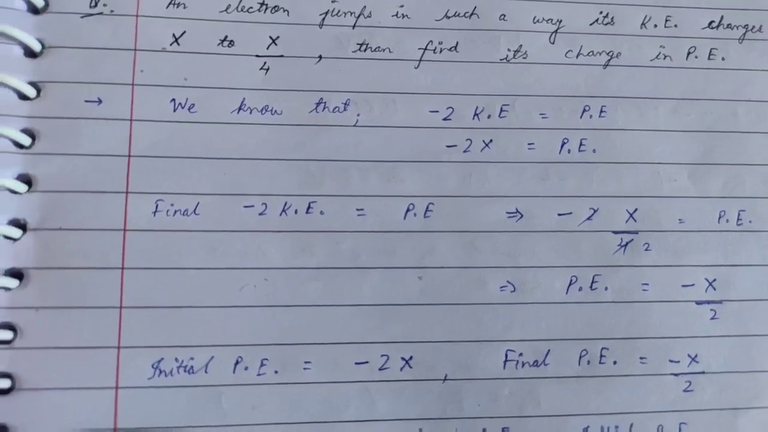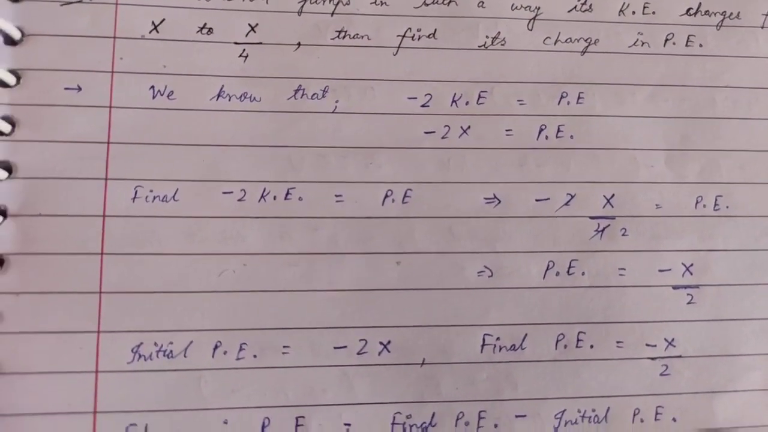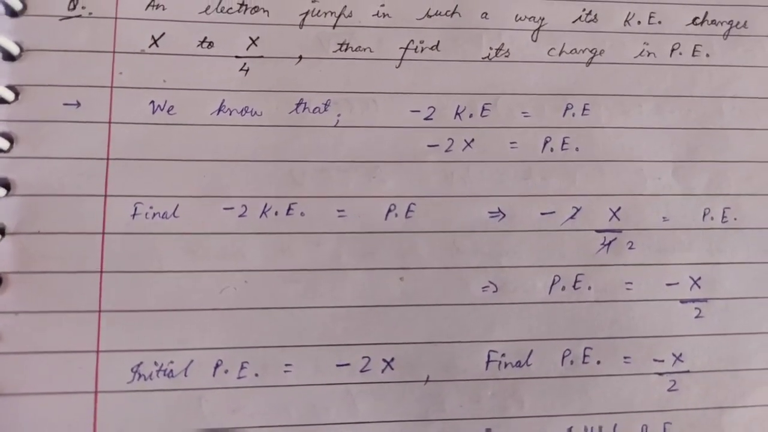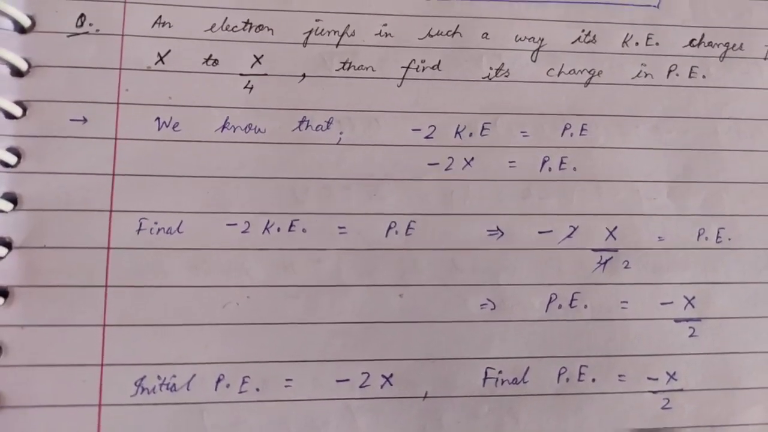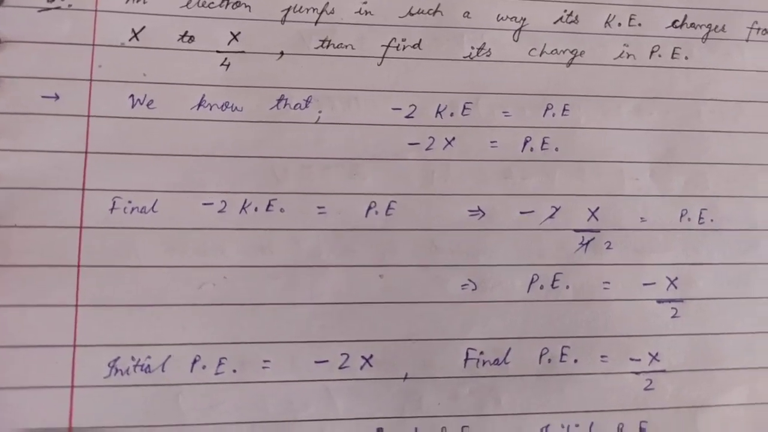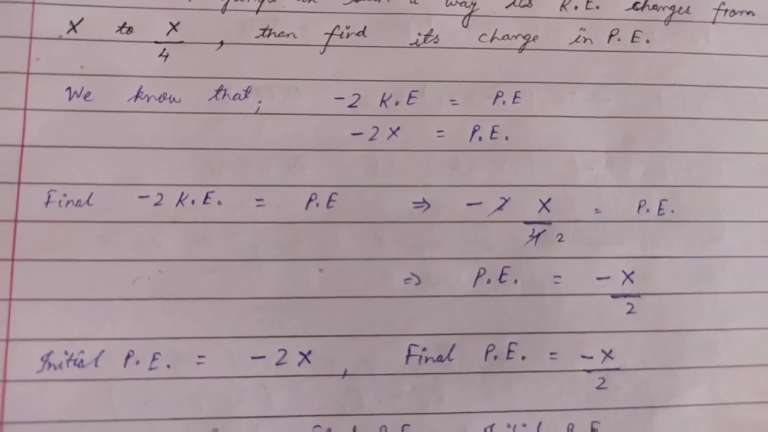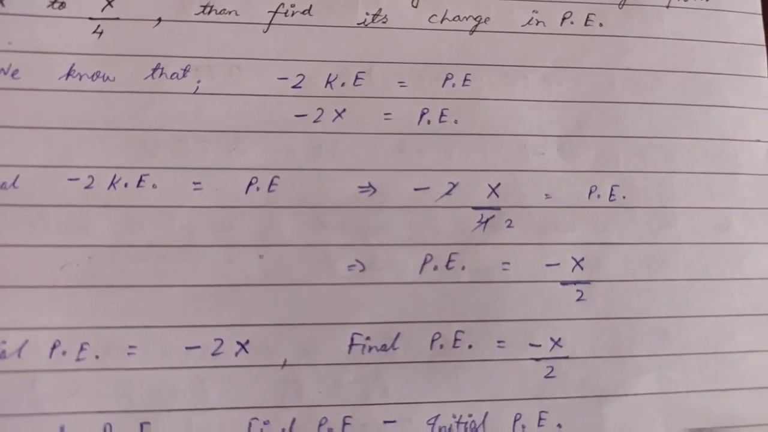Now the initial potential energy is minus 2x. Now we have to find the final potential energy. When it changes to x by 4, minus 2 times kinetic energy will be equal to potential energy. So KE is equal to x by 4. So minus 2 into x by 4 will give us potential energy equal to minus x by 2.